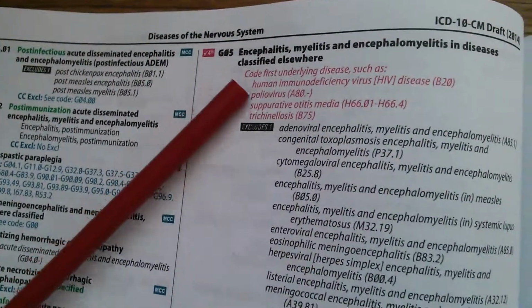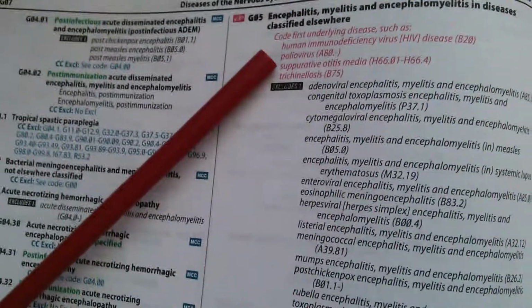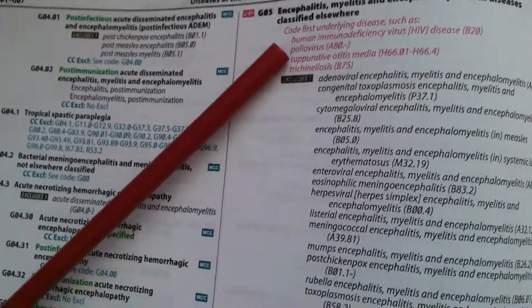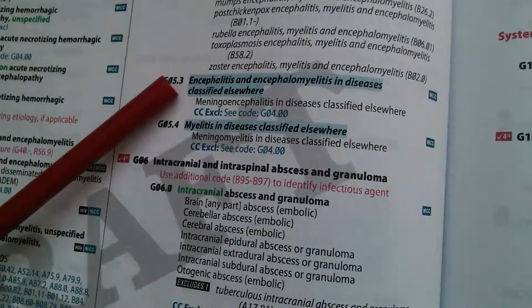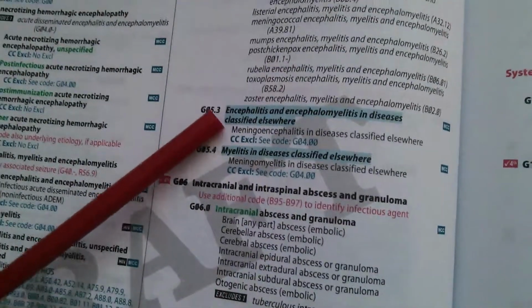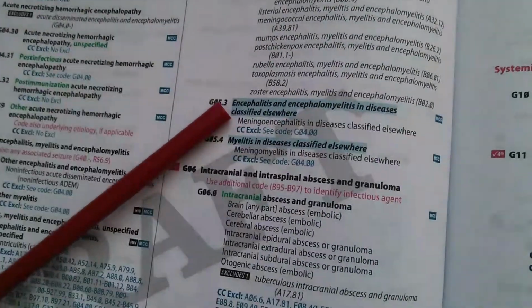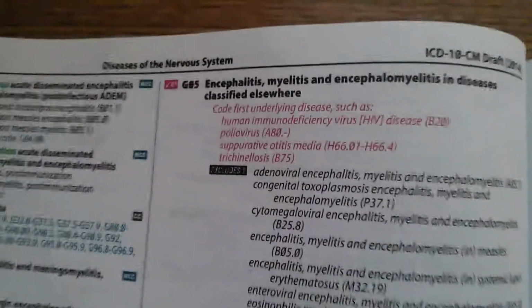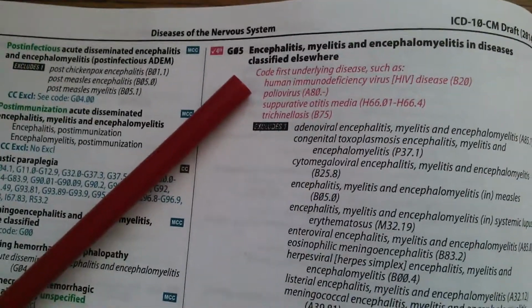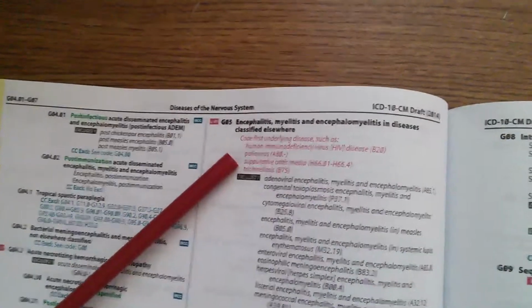Code first underlying disease, or in our case, the bug, the virus. So it says code first the virus, right? And the code that we got from the index, which one, the 3 or the 4? 3. It's encephalitis and encephalomyelitis in diseases classified elsewhere, right? So we're confirming that that's our second code because it says here code first underlying disease. Okay, so this one is confirmed. That is G05.3.